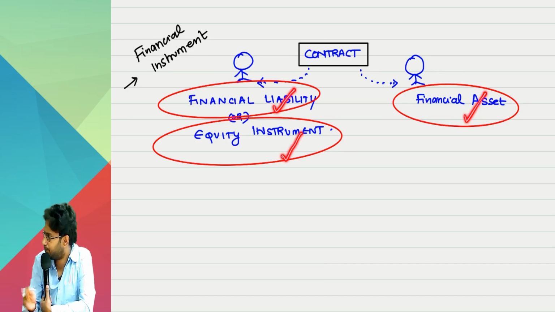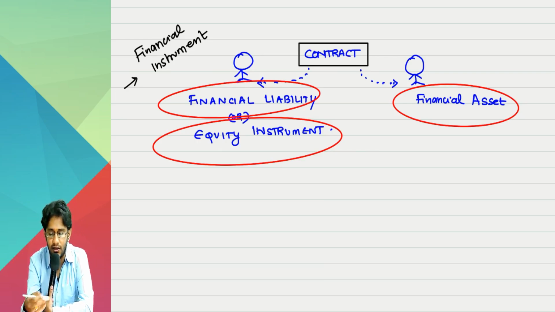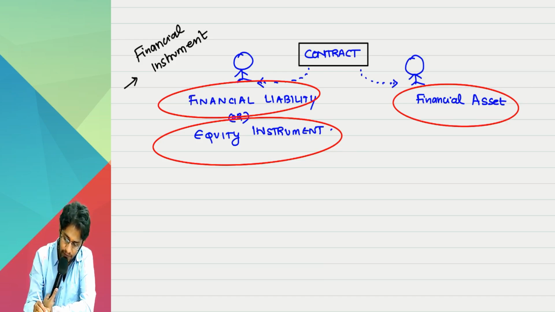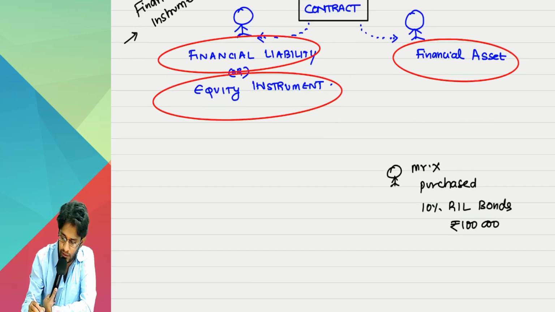Now, even before we go into the definitions of financial asset, financial liability and equity, just quickly, based on our existing understanding, imagine, sir, this fellow Mr. X purchased 10% Reliance Industries Limited bonds at rupees 1 lakh, which are redeemable at 5 years.